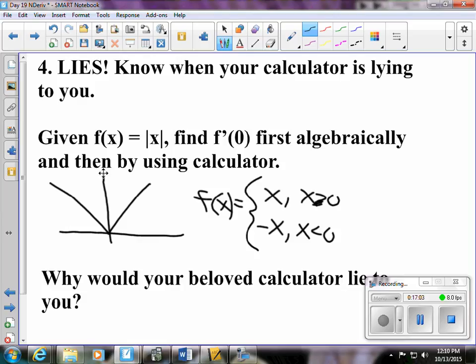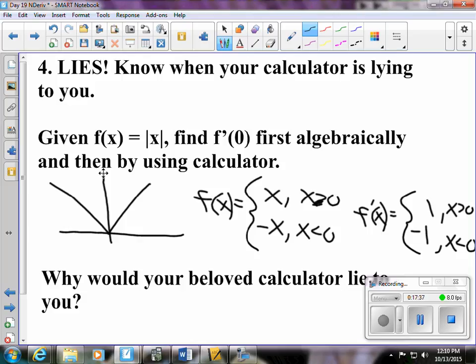So if I were to ask you for the slope, the derivative of the first branch, what would that be? What's the derivative of x? 1. Now don't include the 0 because then you're assuming that it exists there. So when x is greater than 0, the slope is going to be 1. How about, what is the derivative of the second branch? -1. So when x is a number less than 0, the slope is always -1.